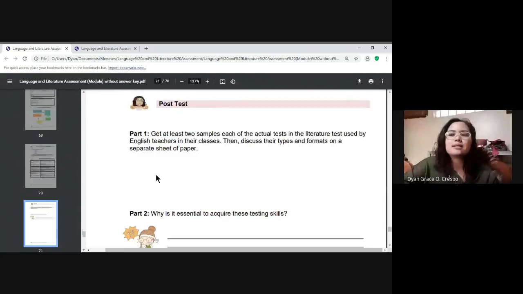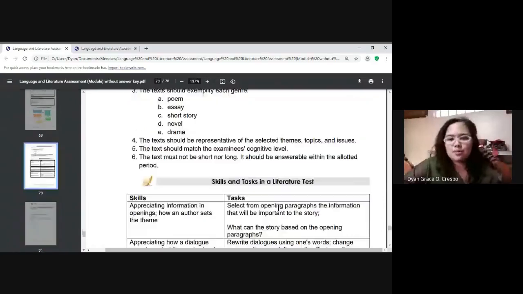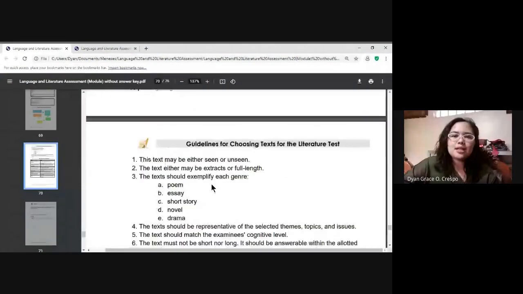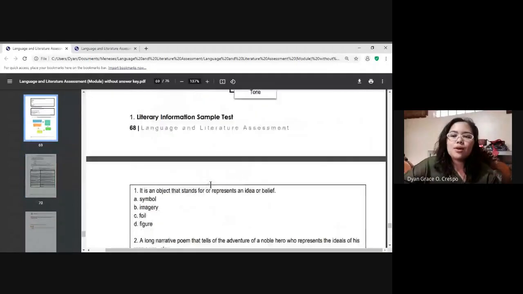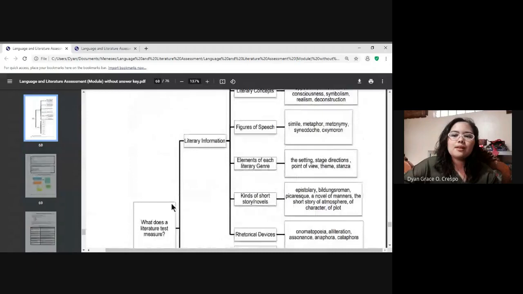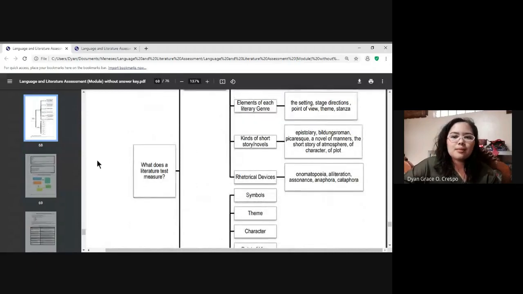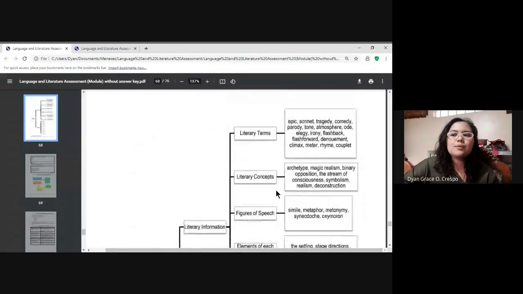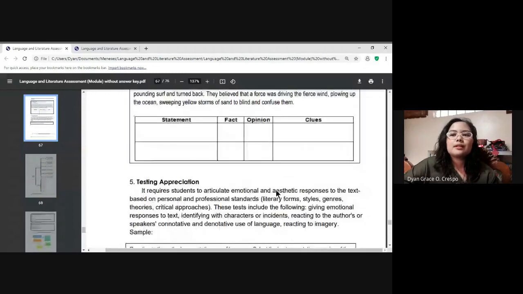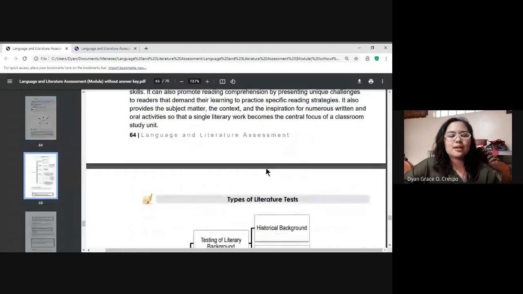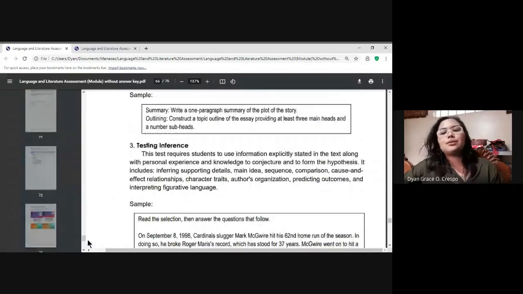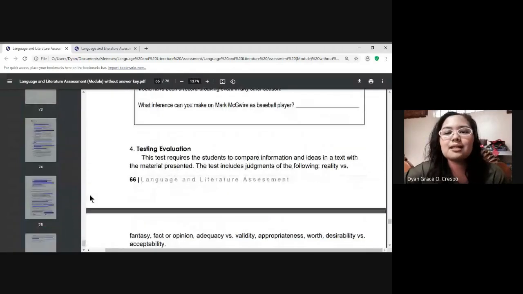So, since ako medyo mabilis at medyo magulo, but in general, what I want you to do is focus on this one, importante yan. What does a literature test measure? And also this one, literature test. Okay. So, dun na lang kayo mag-focus. So, that's it for today. This is the last activity natin.